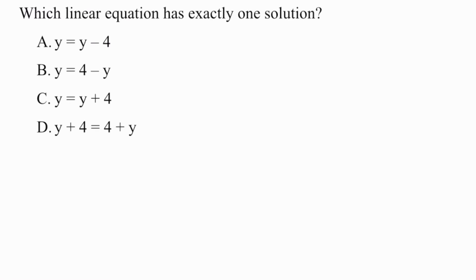Which linear equation has exactly one solution? So let's go through the answer choices one at a time. For A, y equals y minus 4. When we're solving the equation, we want to start with the variables. So subtract y from both sides, and we get 0 equals negative 4.